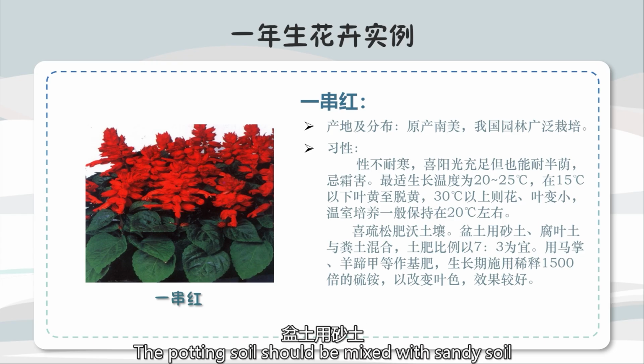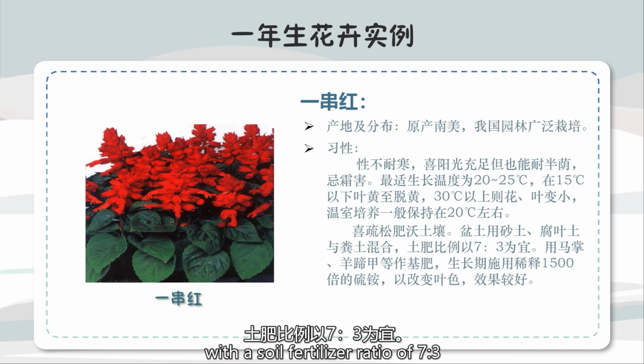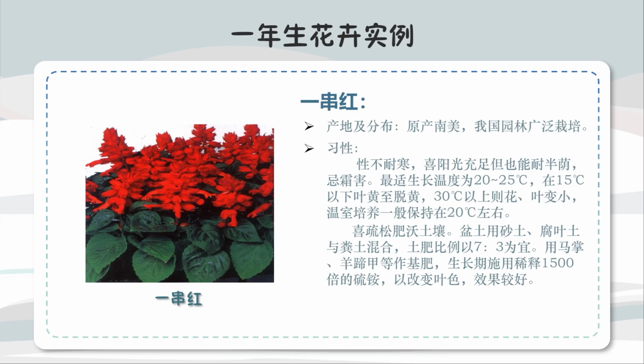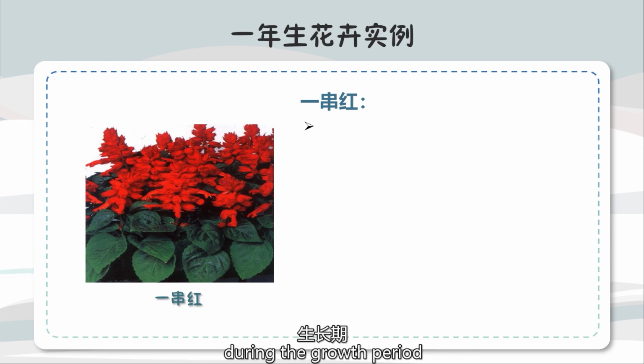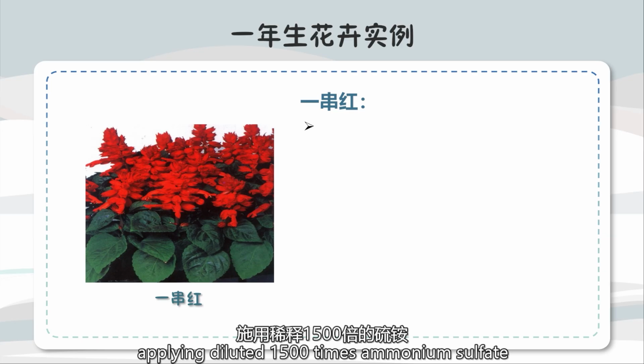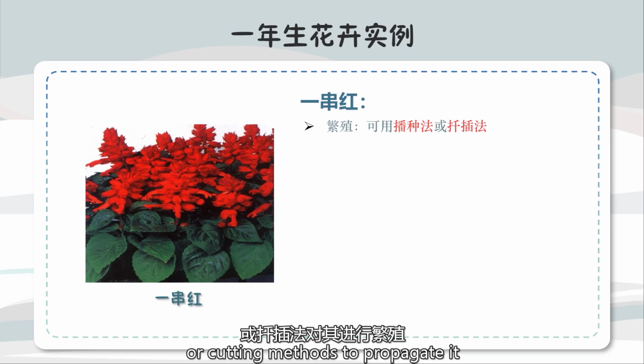The potting soil should be mixed with sandy soil, humus soil, and manure with a soil to fertilizer ratio of 7:3. Using horse hooves, sheep hooves, etc. as base fertilizers. During the growth period, applying diluted 1,500 times ammonium sulfate to change leaf color has a better effect. We can use sowing or cutting methods to propagate it.